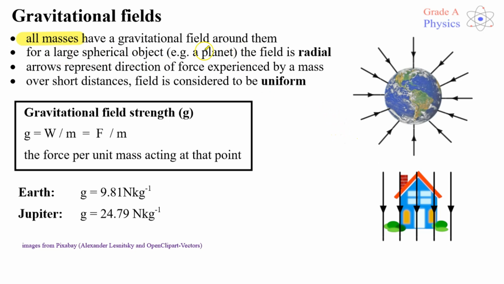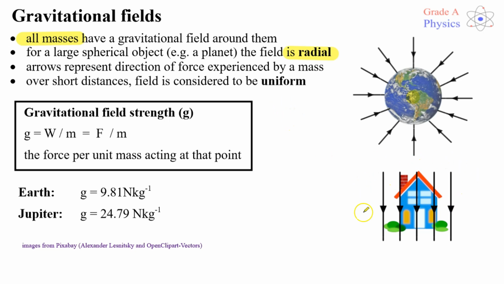So if we are talking about a large object, for example, a planet, then we are usually considering a radial field, and all these arrows will point towards the center of the object. So these are to indicate the direction of the force experienced by a mass. So if we have a moon or a satellite or indeed a person stood on the surface of the planet, then they will experience an attractive force towards the center. And this is one of the key features of gravitational fields. It is only attractive. There is no such thing as a repulsive gravitational field.